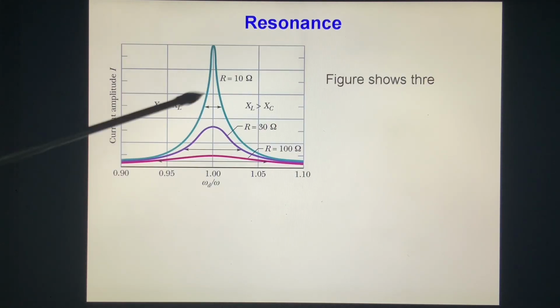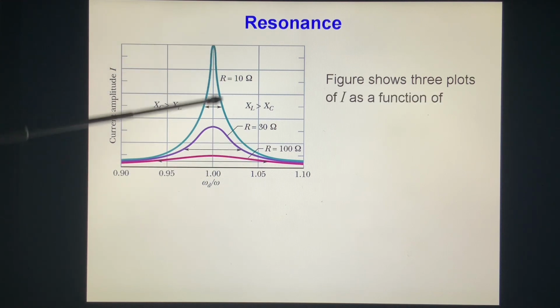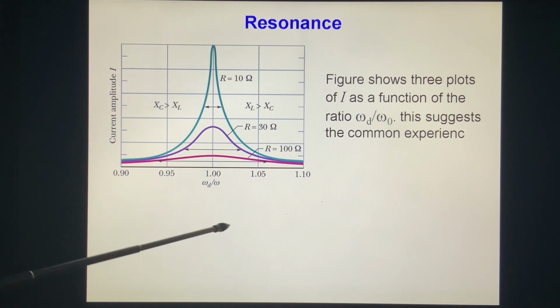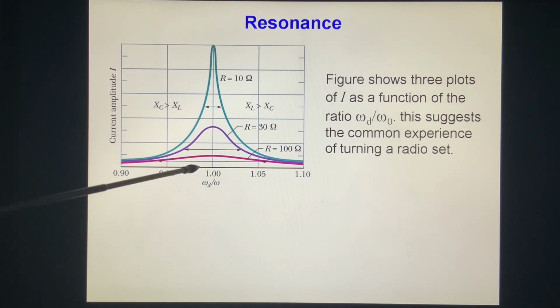Resonance. This is a plot, okay. This is omega d equal to omega 0, where they are equal. This is pure resistive. And this area, XL is larger than XC. This area, XC is larger than XL. We see that at frequency omega d equal to omega 0, the I is maximum. Of course, with a different R value, you get a different value of I.